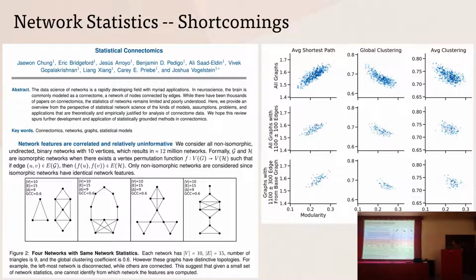Also, an important shortcoming of network statistics is that some of them are highly correlated. So you find papers that report this huge number of statistics, right? But they are essentially saying the same thing in two different ways. So they are not reporting anything new. So if you are interested in publishing using network statistics, I strongly recommend reading this article, right? Because it also provides a first way to move forward.